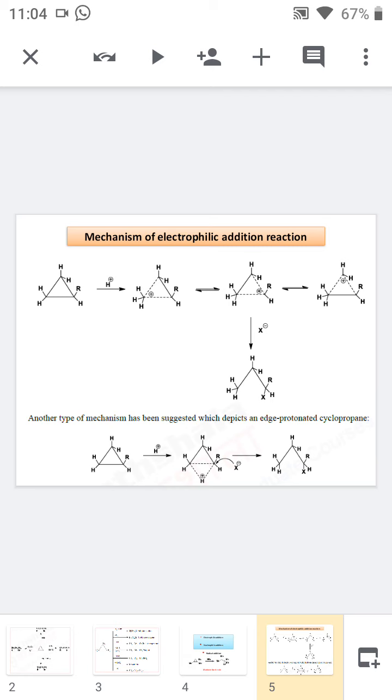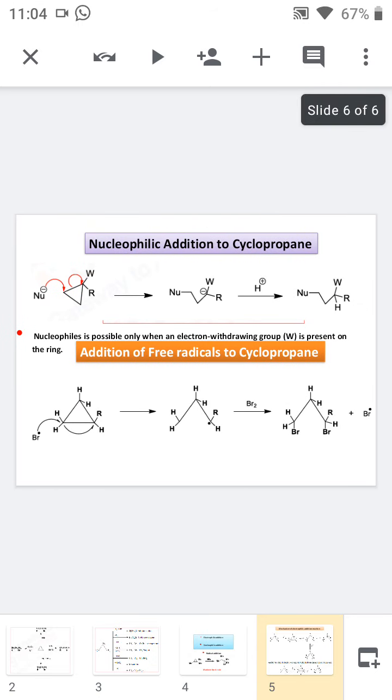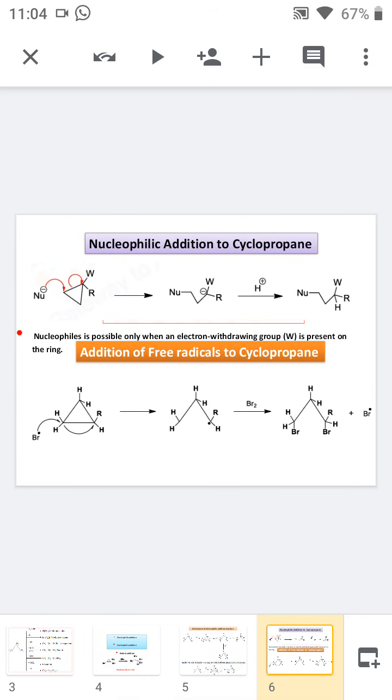There is one more type of mechanism available in electrophilic addition reaction, where H+ is added between two carbon atoms and a cyclic carbocation is generated. After that the nucleophile will attack to form the product.